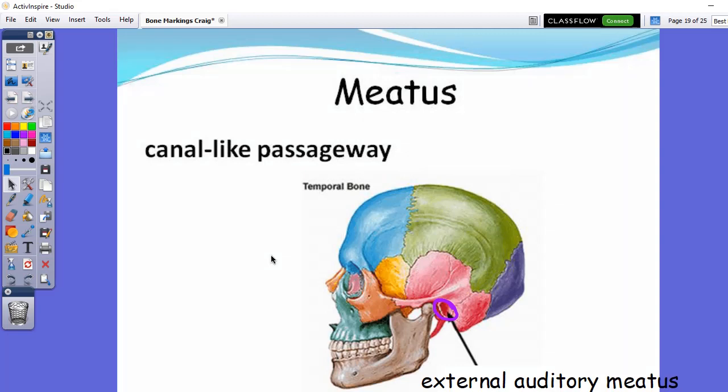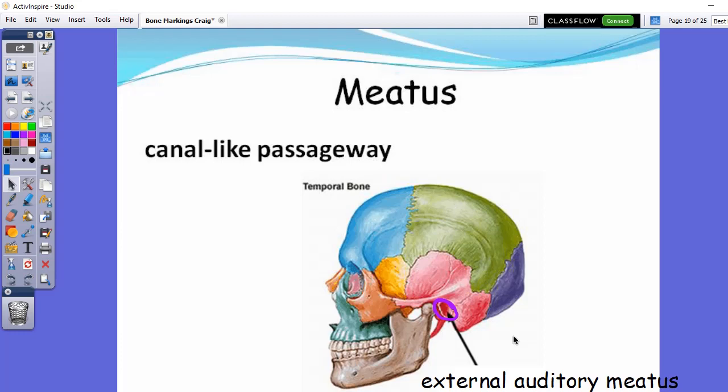You do not pronounce it meatus, although that's what it looks like. This is going to be a canal-like opening, similar to a tunnel that you might drive through. The only one we'll talk about in this class is called the external auditory or external acoustic meatus. And that's going to be the hole in the side of your skull where sound waves can travel through to your brain.